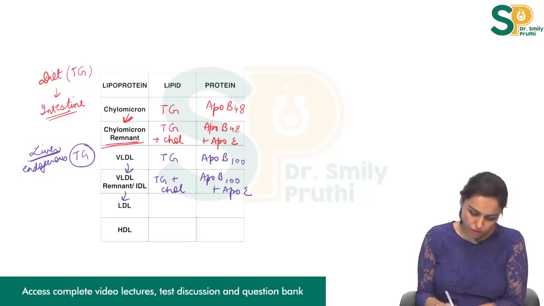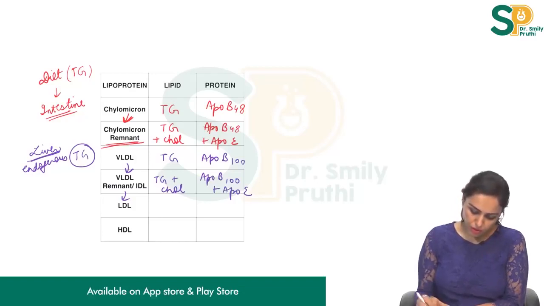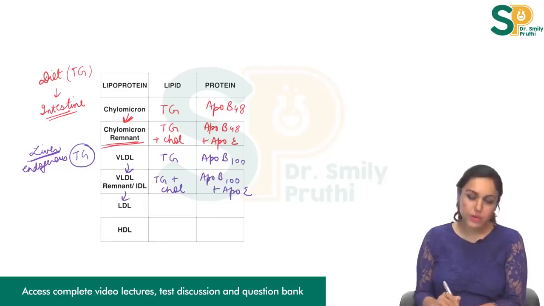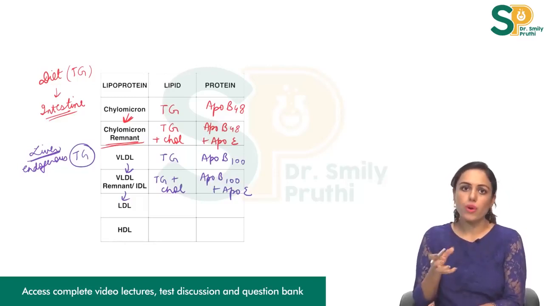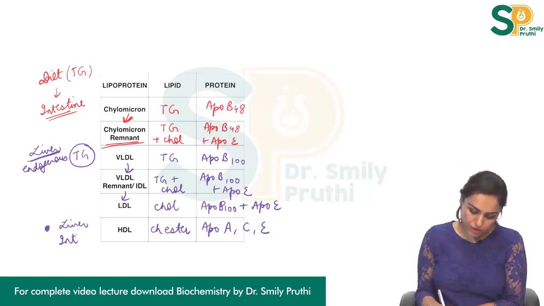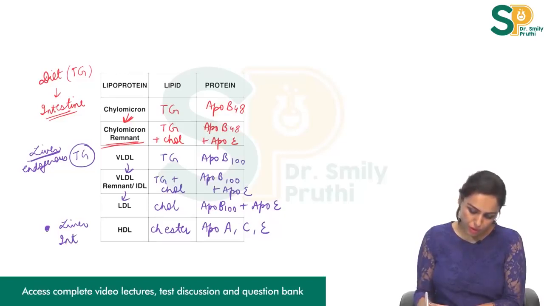In circulation, VLDL will be converted to VLDL remnant. VLDL remnant contains triglyceride plus cholesterol, ApoB48 plus, sorry, it's not ApoB48, it is ApoB100 plus ApoE. Now VLDL remnant will be further converted to LDL, that is at the point of time when all the triglycerides are gone and only cholesterol is present in the structure. That structure is known as LDL. LDL has proteins ApoB100 plus ApoE.